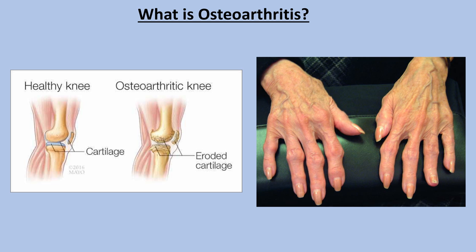So when you look at the healthy knee, you notice that the healthy knee has a nice layer of cartilage between the two bones. What happens with osteoarthritis is that there's an erosion of this cartilage, which then leads to the damage of the actual bone. And we call this the osteoarthritic joint. In this case, it's the knee. And it can happen also in the fingers. It can actually happen in all of your joints.